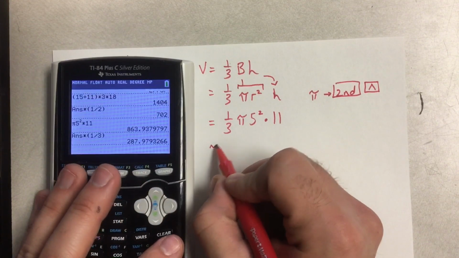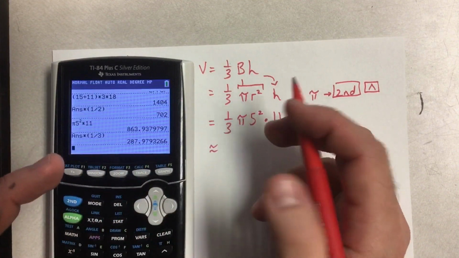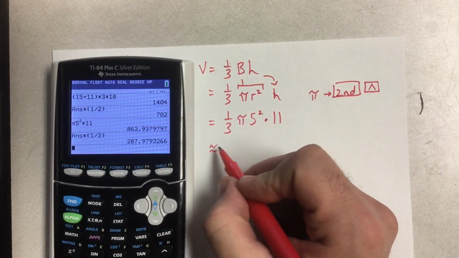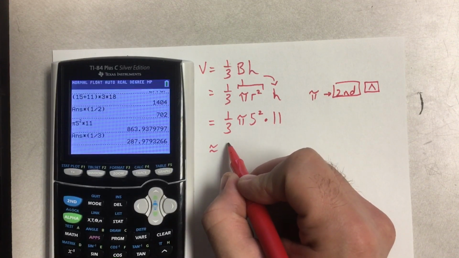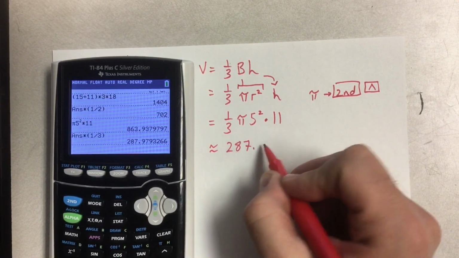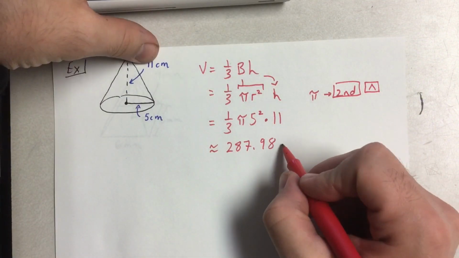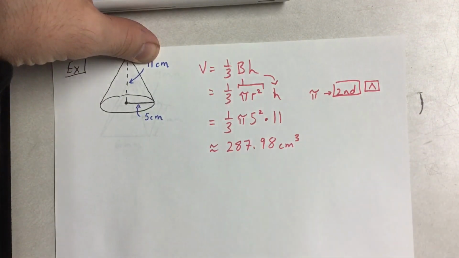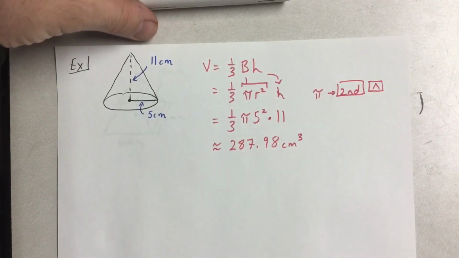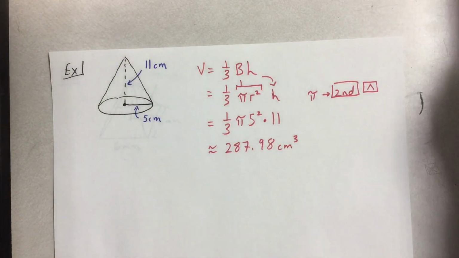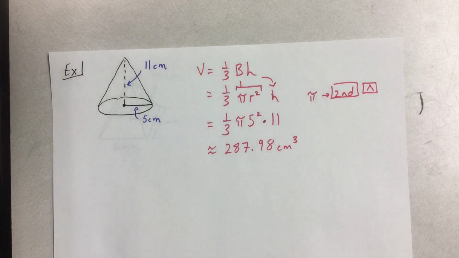Since this is not a perfect value, meaning a perfect integer, we're going to say the volume is approximately 287.98, and then our units are centimeters cubed. Not bad, just knowing what our base is and using the formula correctly.